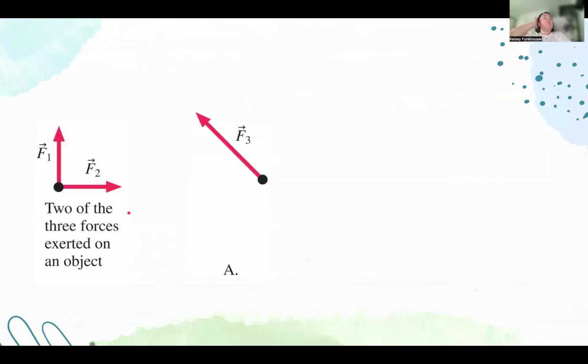So for A, one thing I'm going to do is use some colors here. This light blue and this light purple are going to represent force 1 and force 2. And then I'm going to break force 3 into the X and Y components, but you can also think of them as the vertical and horizontal components. So the horizontal component here and the vertical component there.